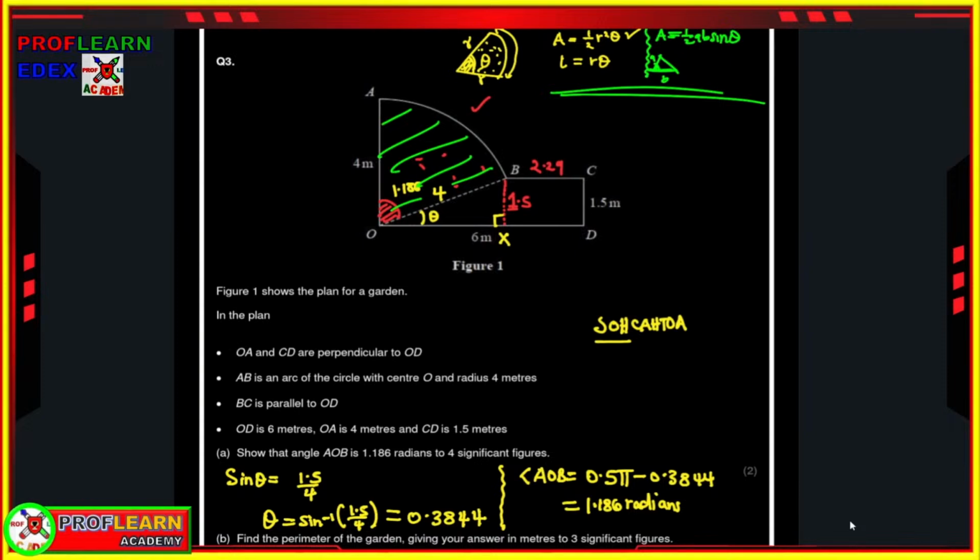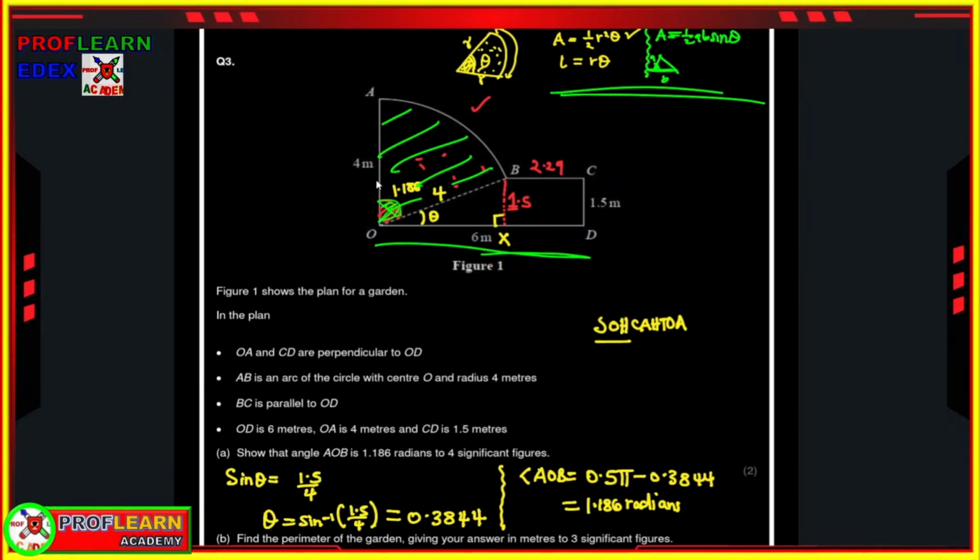AB is an arc of the circle with center O and radius of 4 meters. BC is parallel to OD, and we are told OD is 6 meters. The dimension here is 6. Show that the angle AOB is 1.86. AOB, this angle here, is the one that we are trying to show.